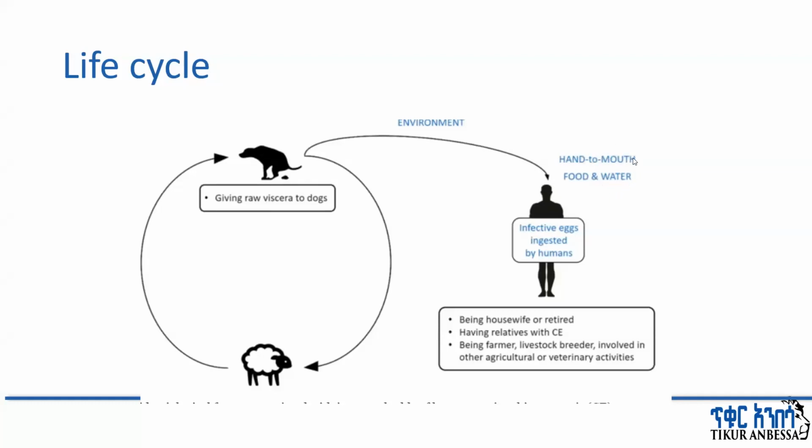So hand to mouth, when the dog lays or defecates somewhere, this is where the sheep will get the eggs, so it will grow in the egg. The egg will become part of the meat, so the dog will eat it. This is the normal cycle, but incidentally, human beings can interfere and can get infected with this.